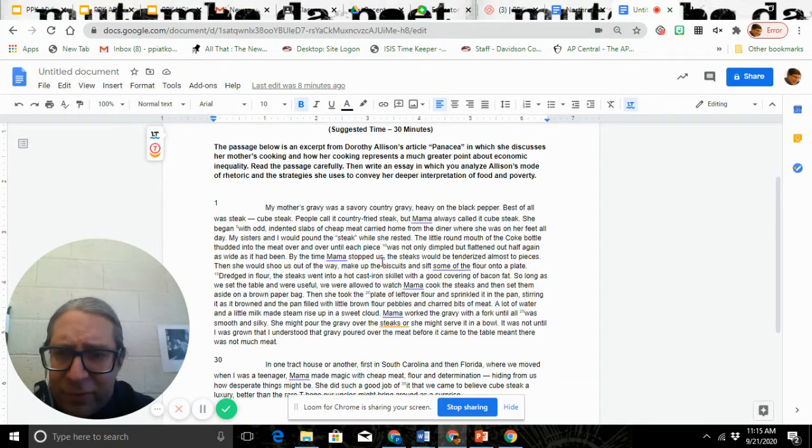And as we keep on going through, right, sift some of the flour into a plate, dredge in flour. The steaks went to a hot cast iron skillet with hot bacon fat. Once again, the bacon fat being something used to kind of cover up the cheapness of the meat. Right, that we use a brown paper bag to let the steaks soak in. Once again, making use of what's around. So those images are all really important.